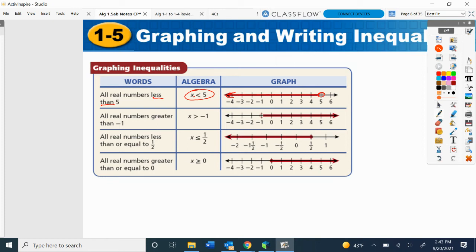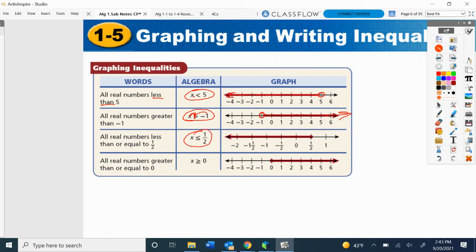All right, here's another one. x is greater than -1. See how the big side of the symbol is with x, so that would read x is greater than -1. Okay, so on a number line, we would circle -1, and then we'd draw an arrow going to the right to show that x could be any number that is larger than -1.